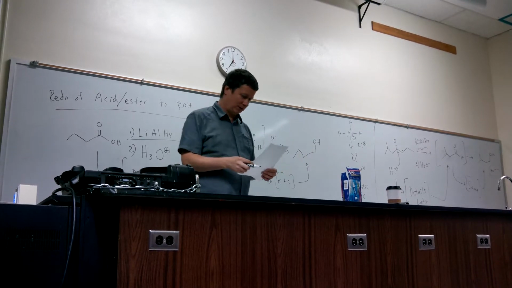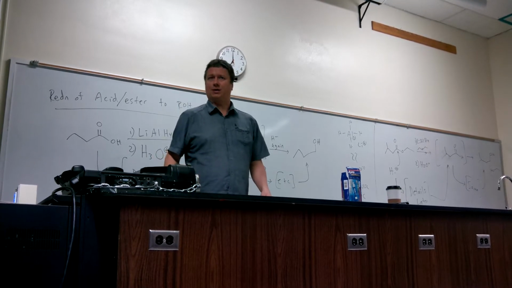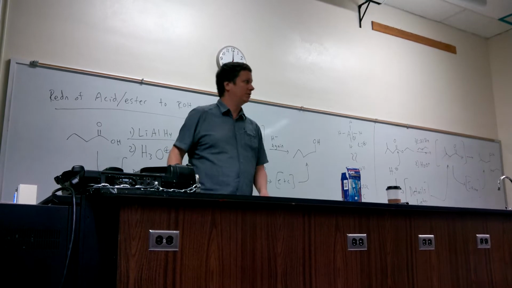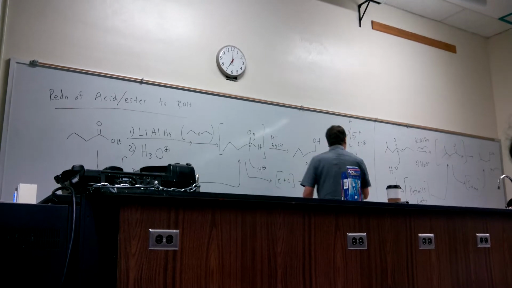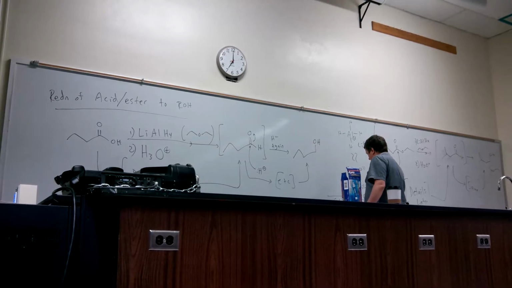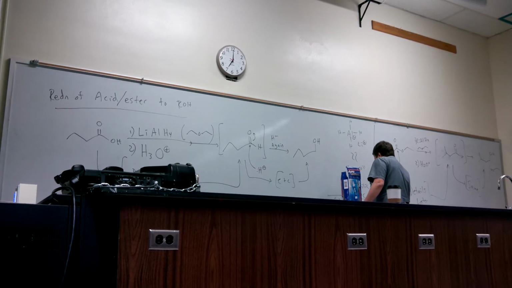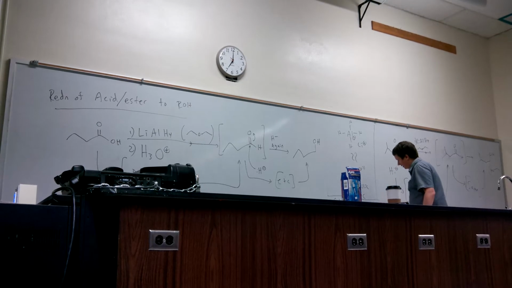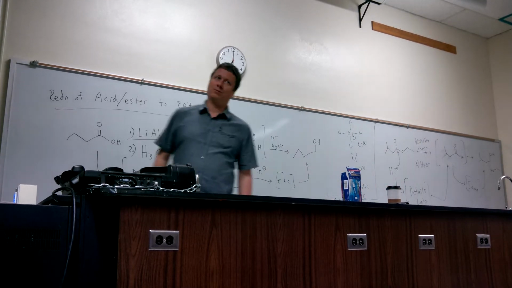So these are great ways to make alcohols from ketones, aldehydes, acids, and esters. Great ways to make alcohols. Okay, so I'm going to say real quickly, this is a stronger, more reactive reagent than NaBH4. It's stronger, more reactive, and it's actually much more dangerous too.